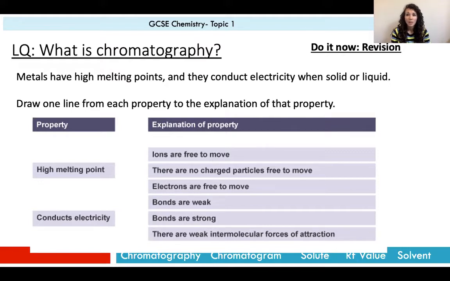So which part of the structure of metals explains the property high melting point, and which of these explanations of the structure explains why metals can conduct electricity? If you can just pause the video and have a go at doing that now for me, please.